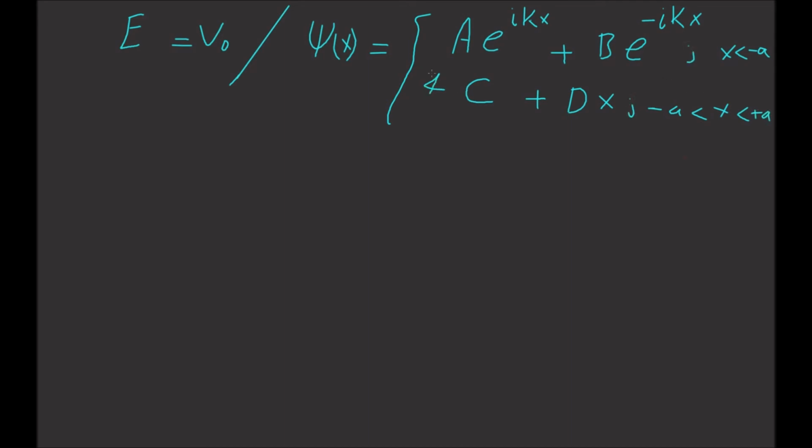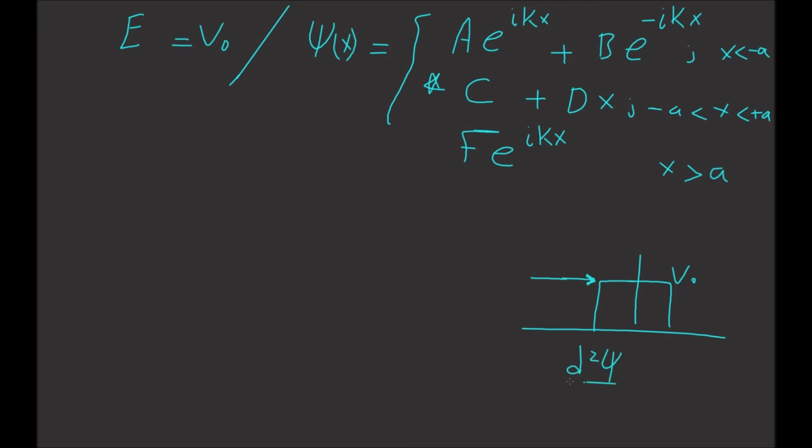Think about that. And for the third region, F times e to the also complex I k x. This is x greater than a. Well, for the second region, this is our potential V naught. So if you look at the Schrödinger equation, you will find that the second derivative of psi has to be equal to zero. Think in terms of what you want to set your L equal to, or your K, okay?